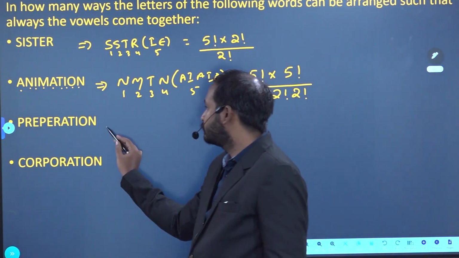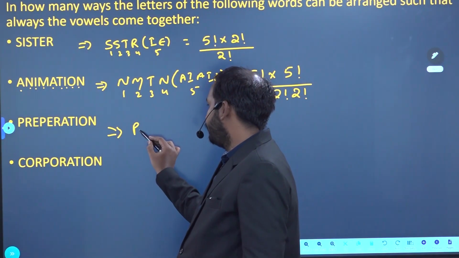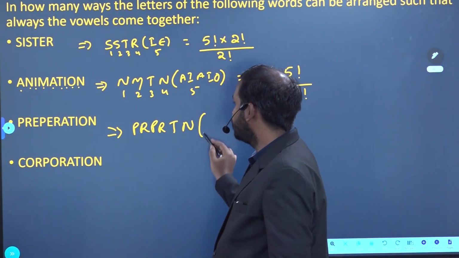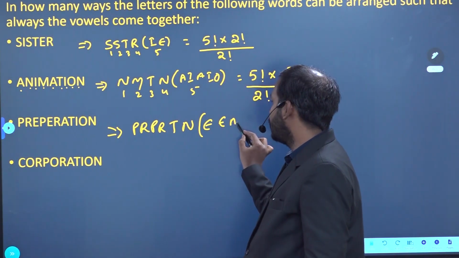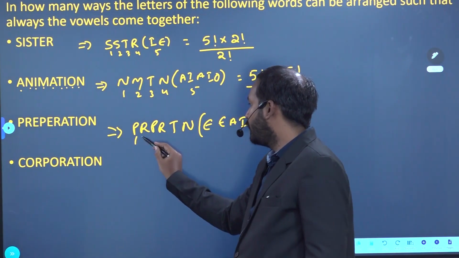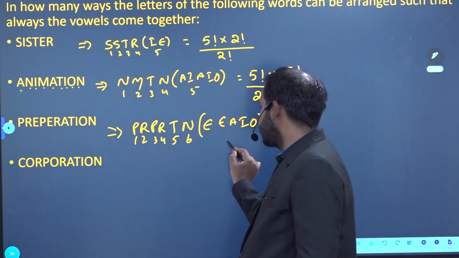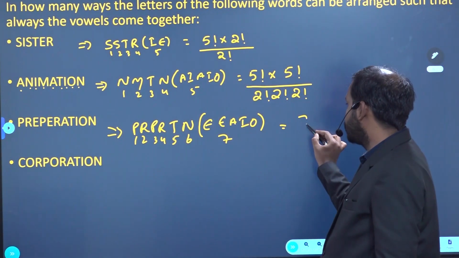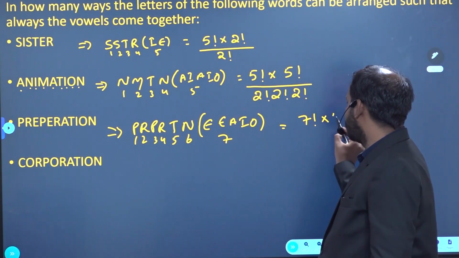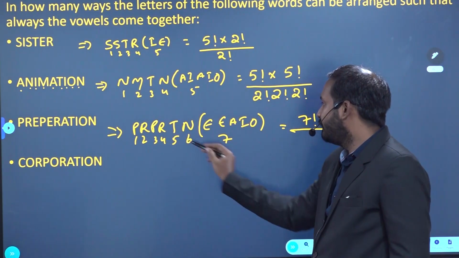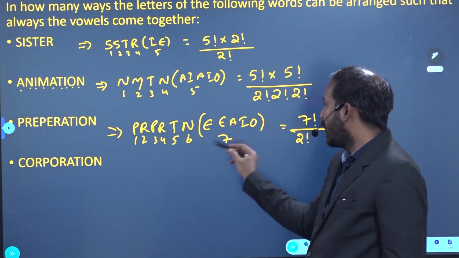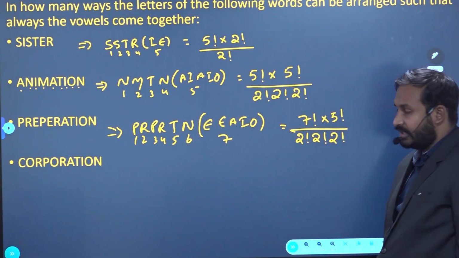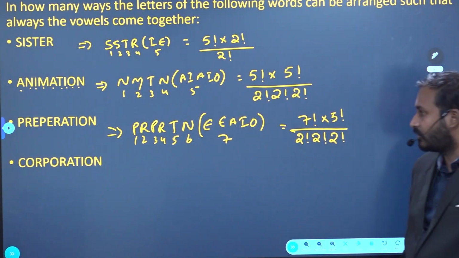Next, preparation. P, R, T, N, and vowels E, E, A, I, O. So 1, 2, 3, 4, 5, 6, 7. This total group I am considering as the 7th letter. So 7 factorial into 5 factorial, by P was repeated for 2 times, so 2 factorial. R was there for 2 times, so 2 factorial. E was there for 2 times, so 2 factorial. Similarly, please find the answer for corporation also.